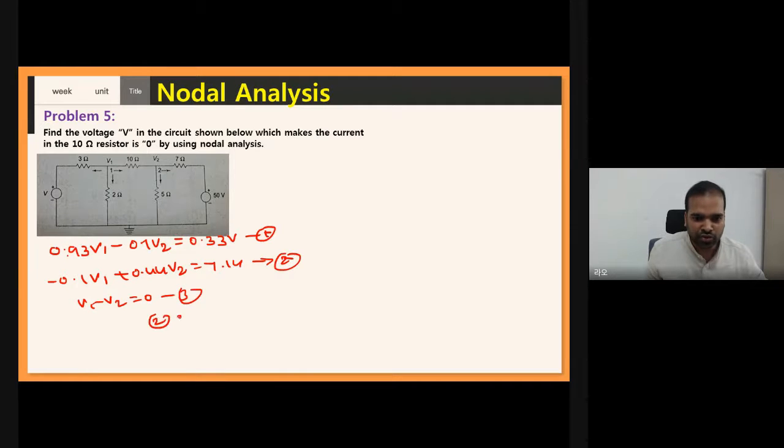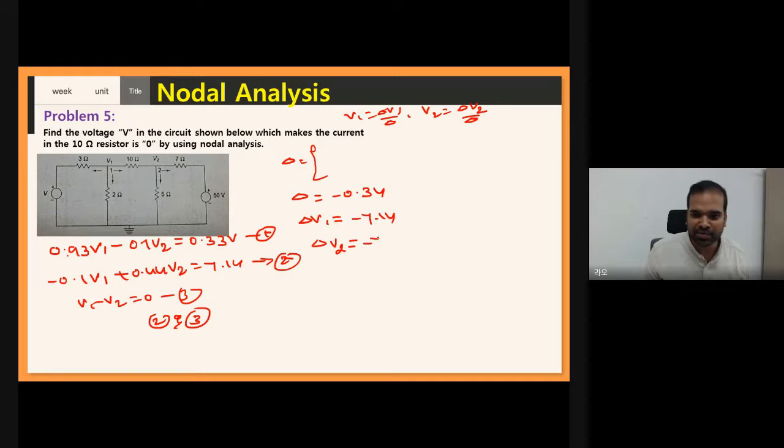So from equation 2 and equation 3, you can find V1 and V2. So what is the formula? V1 equal to delta V1 by delta and V2 equal to delta V2 by delta. So if you find the determinant of delta, how can you write delta? The V1, V2 coefficients from equation 2 and the V1, V2 coefficients from equation 3. If you find the determinant of delta, you will get delta equal to minus 0.34. And the determinant of delta V1 equal to minus 7.14, and the determinant of delta V2 equal to minus 7.14.